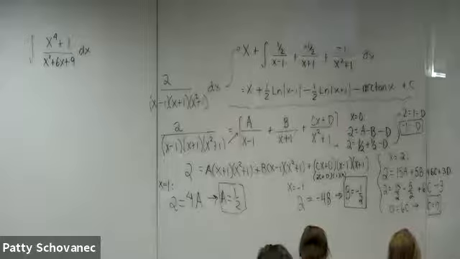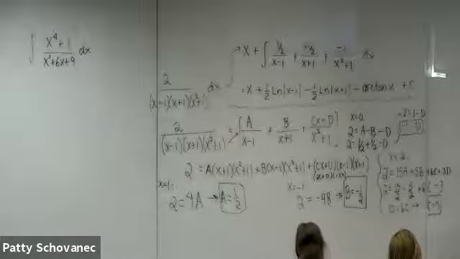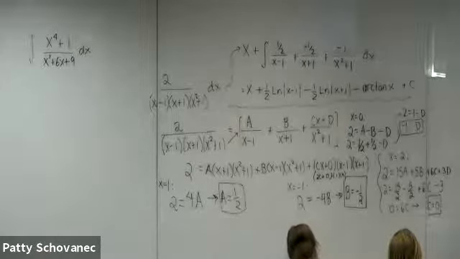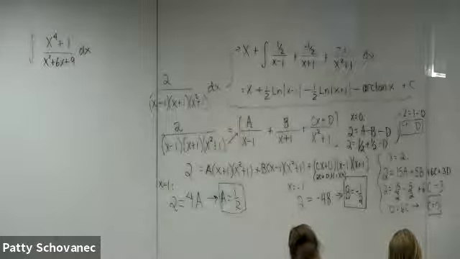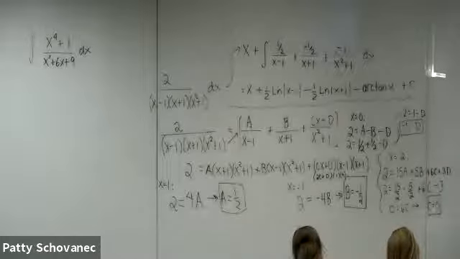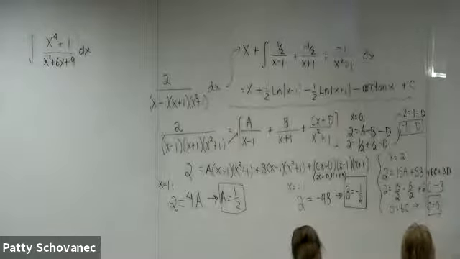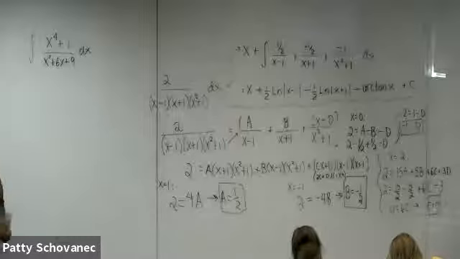Let's try to integrate x to the fourth plus one divided by x squared plus 6x plus 9. So it's not in reduced form. You're going to put it in reduced form, dividing the x to the fourth plus one by the x squared plus 6x plus 9.